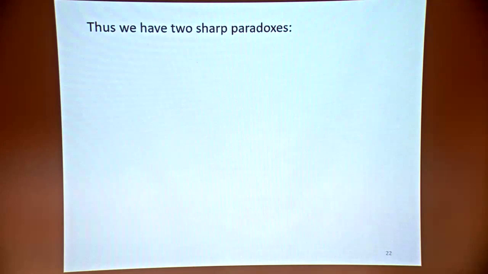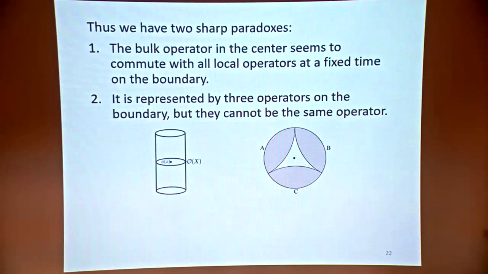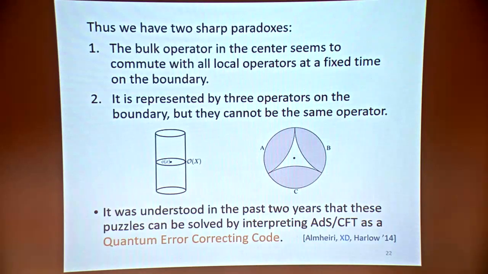Let me summarize what we have so far. We have two sharp paradoxes. One is about the commutator between the bulk operator and local operators on the boundary, because they seem to commute on the fixed time slice, but this is impossible because of the time slice axiom. The second is that the same operator in the bulk can be represented by three different operators in the CFT. It was understood in the past two years that these puzzles can be solved by interpreting AdS/CFT as a quantum error correcting code. So let me first introduce what a quantum error correcting code is.